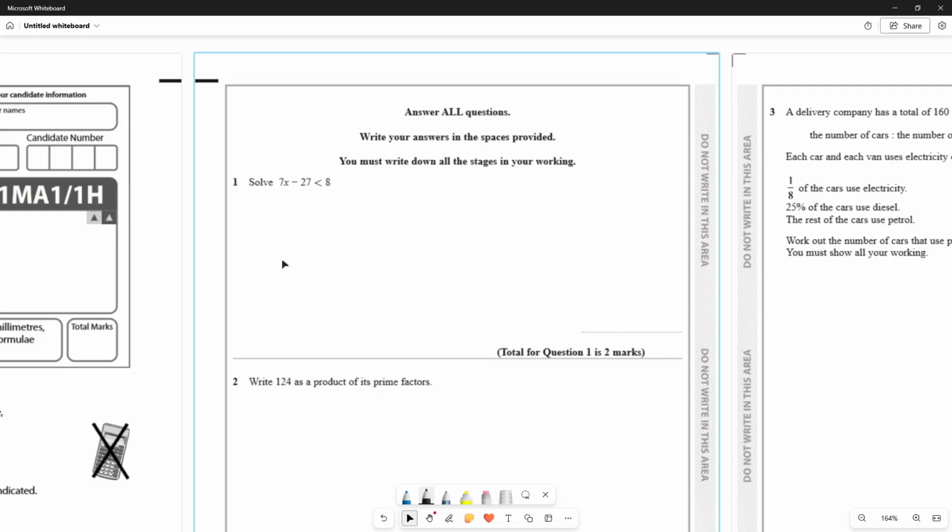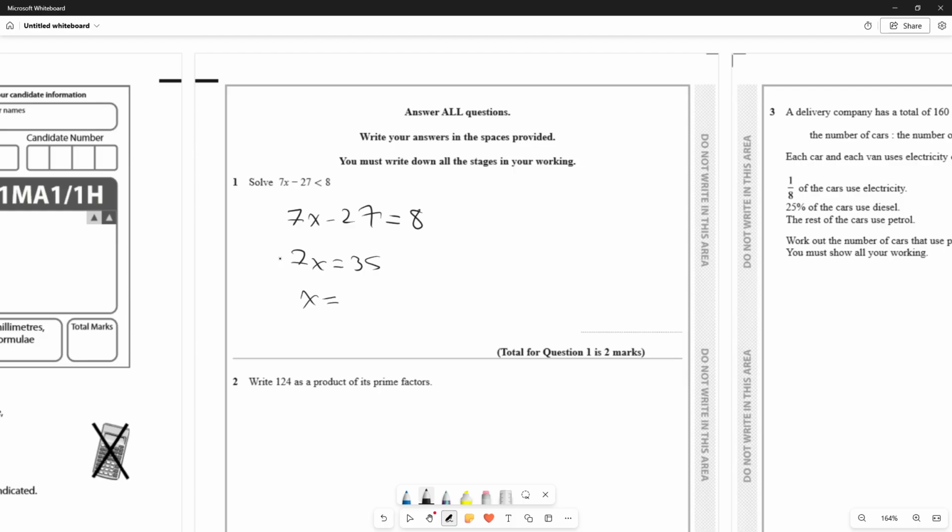Question 1. Solve 7x minus 27 is less than 8. The way I think about this, if you're just trying to find a cool method, the inequality sign can be replaced with an equal sign. So we'd have 7x minus 27 is equal to 8. Then we can just solve for x. So 7x equals 35, and then divided by 7, x equals 5. Now remember, because we had an inequality, we have to replace it. So if we replace the equal sign with the original inequality sign, you get our answer.